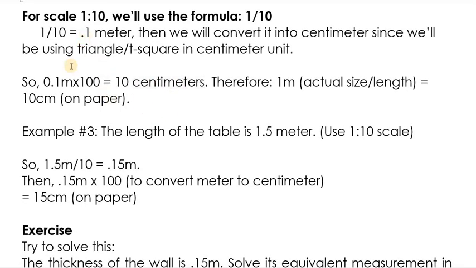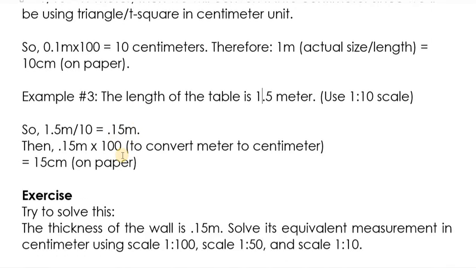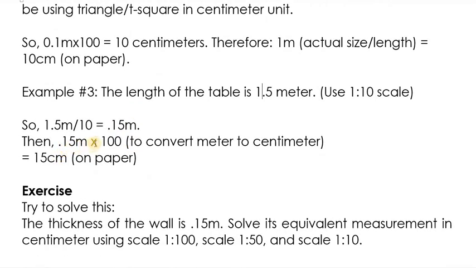Okay? That is if 1 is the real length of our object. But our object now in example number 3 is 1.5. So we will replace 1 with 1.5 meter. Divided by 10, so we come up with 0.15 meter. Then 0.15 meter times 100, again, the multiplier 100 is standard to convert meter into centimeter. So the answer is 15 centimeters.